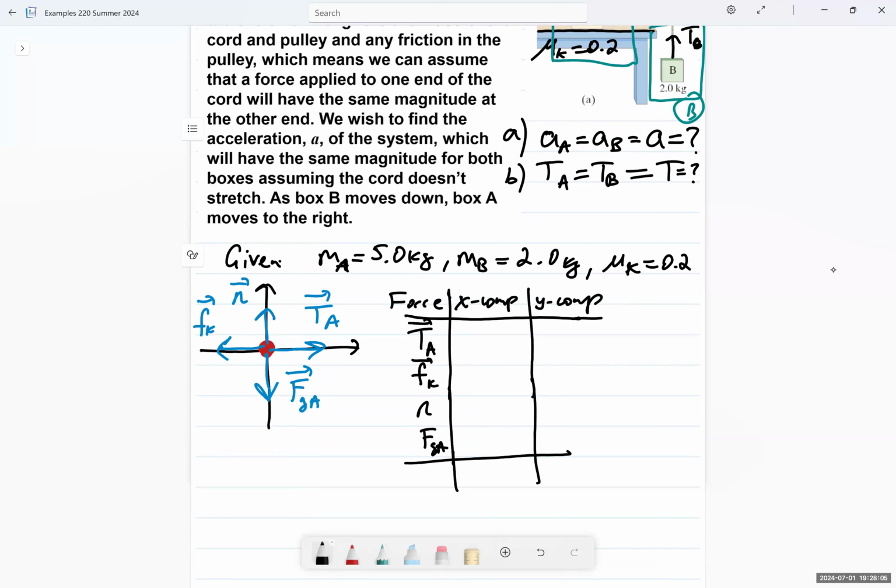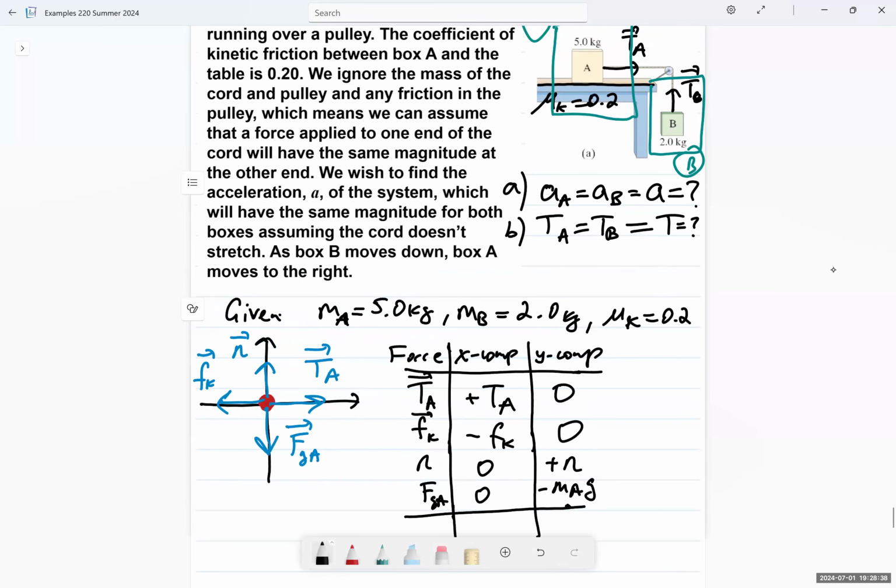All right, so I can see that tension acting to the right, so it's positive horizontal force. It has no y component. Friction to the left, so horizontal force negative, no y component. Normal force straight up, so no horizontal, plus y in the y direction. And then gravity pulls it down, so it's going to be negative mAg.